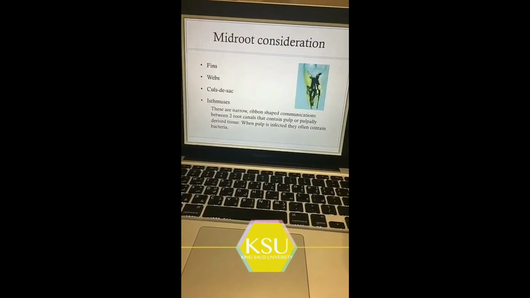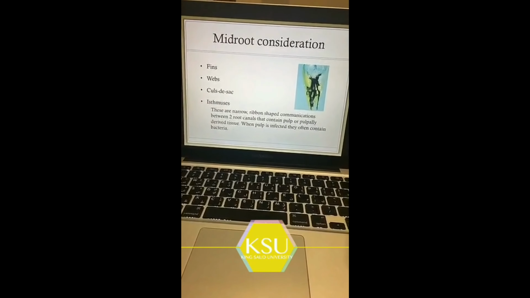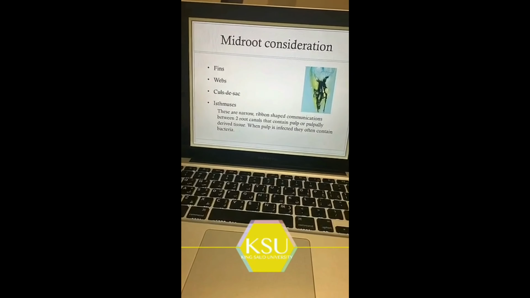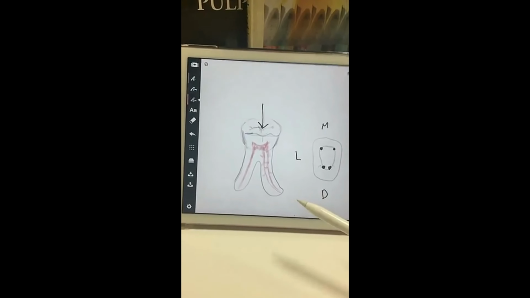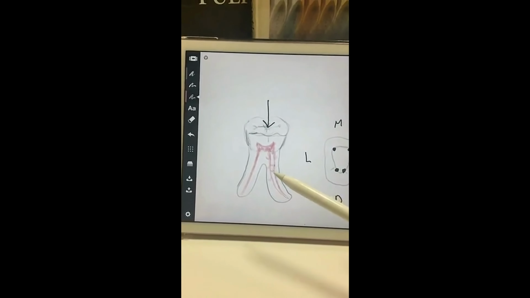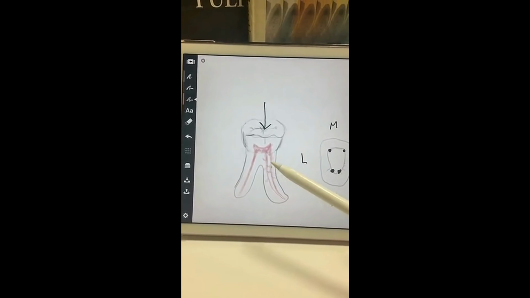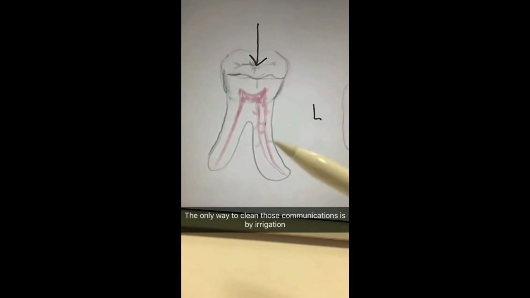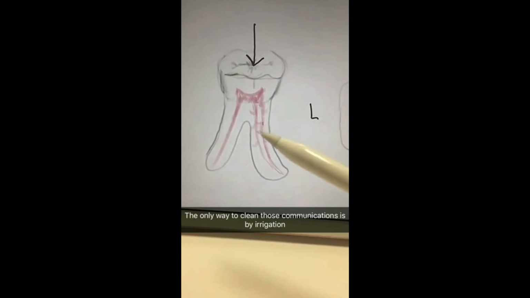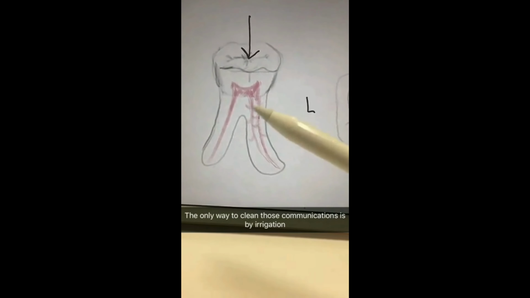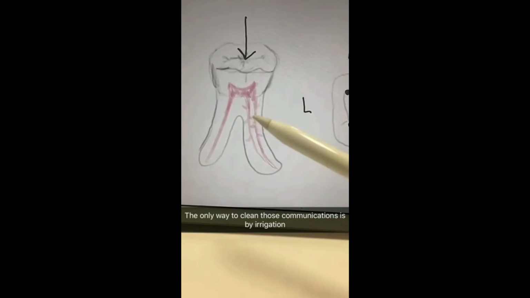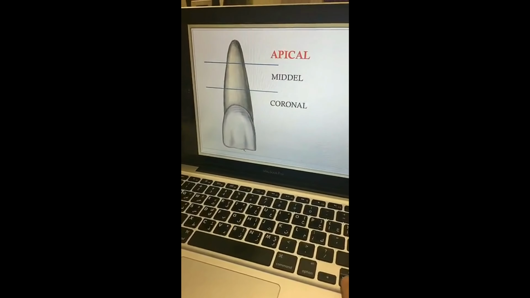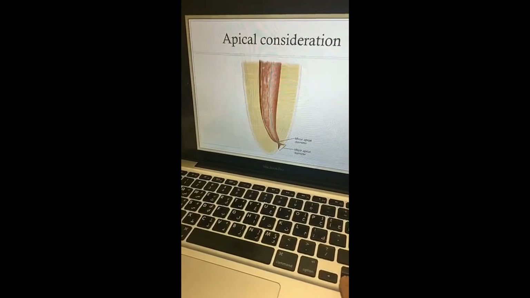Coming to the mid-root consideration, always expect to see isthmuses, this narrow ribbon-shaped communication. And here I continued my imagination by drawing some communication between canals. So the importance of knowing about this communication is not to instrument them, but to use a lot of irrigation to act here. And now we reach the most important root canal third, which is the apical third.